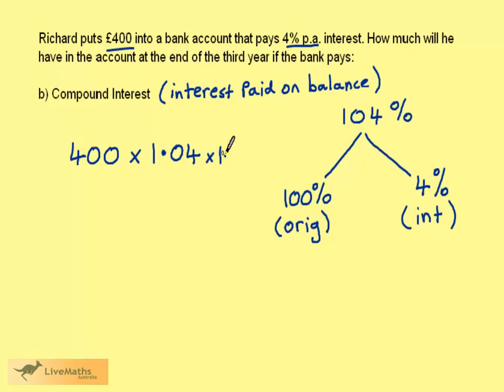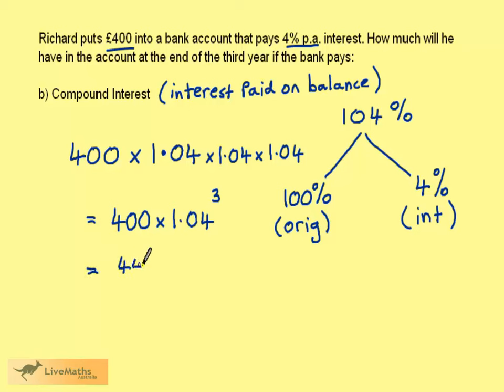And if we multiply by 1.04 again, this would give us the amount in the account at the end of the second year. And multiplying by 1.04 again would give us the amount in the account at the end of the third year. We can write this as 400 times 1.04 cubed. Note the 3 here in the power is the same as the number of years for which the money is being left in the account.